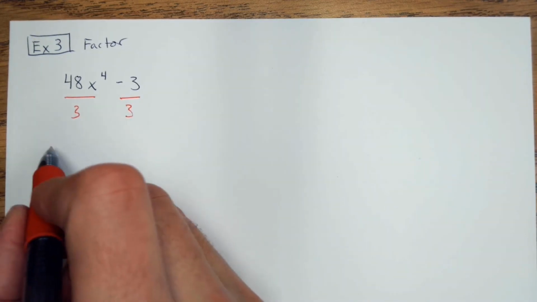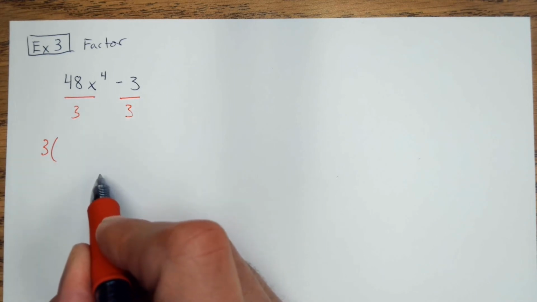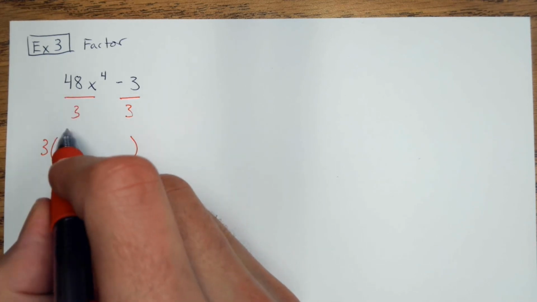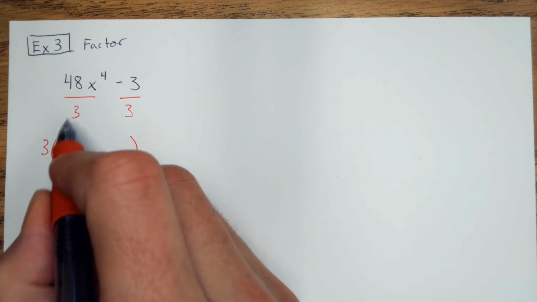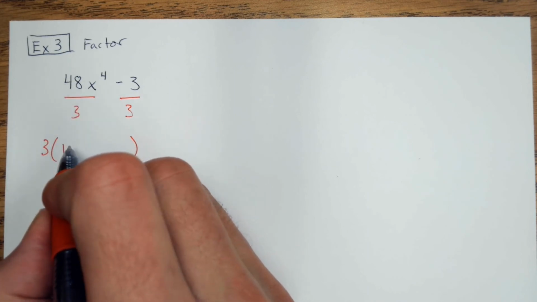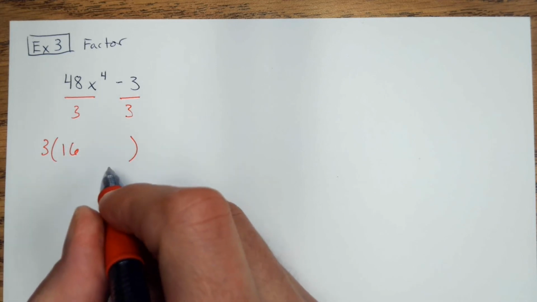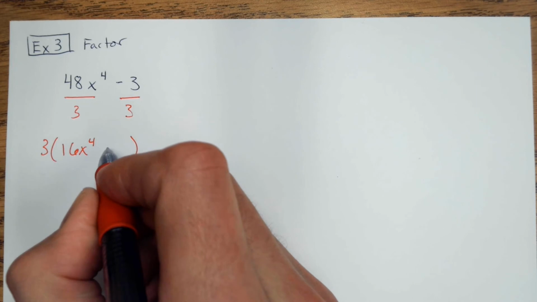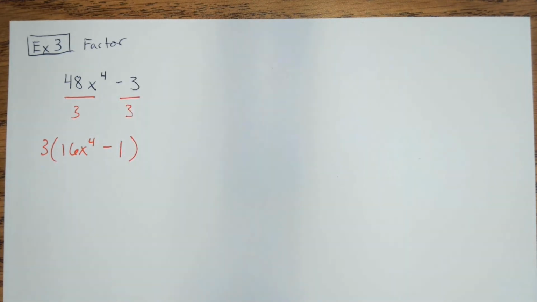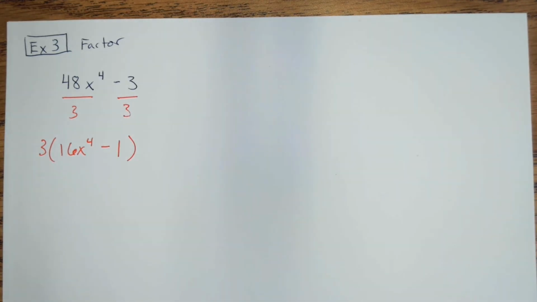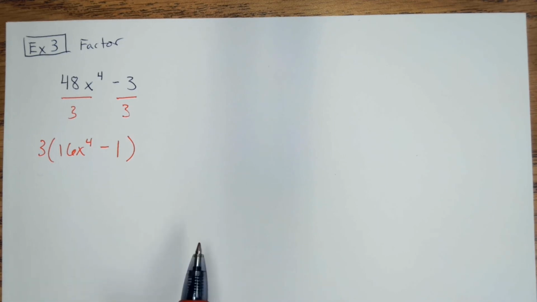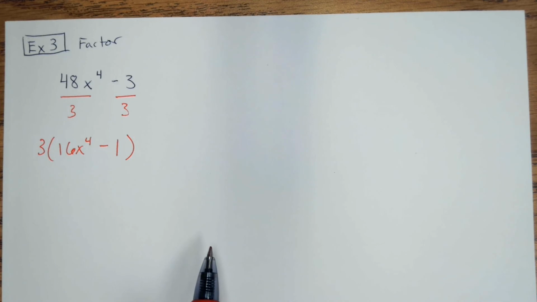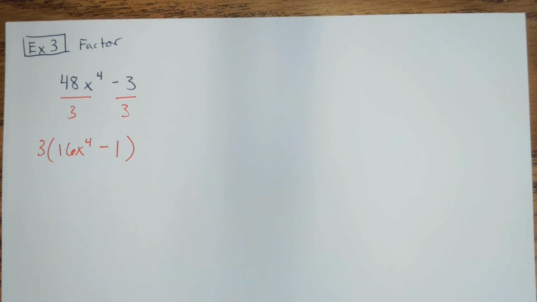Whatever you divide by goes on the outside of the parentheses. And what do we get here? 48 divided by 3 is 16, and 6 times 3 is 18. So we get 16x to the 4th, and then minus 1. Remember, this cancels out to a 1 there. Then the next thing I'm going to do is not pay attention to that 3 for a little while, and I'll check the rest of my steps.